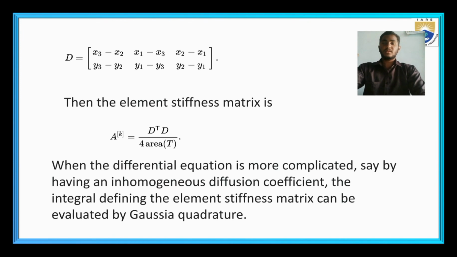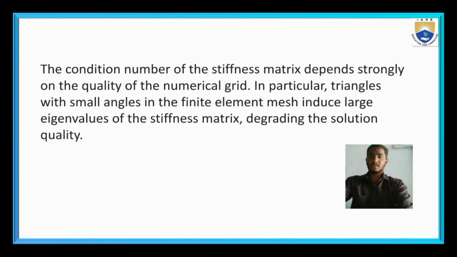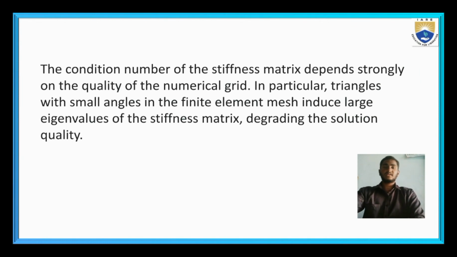When the differential equation is more complicated, say by having an inhomogeneous diffusion coefficient, the integral defining the element stiffness matrix can be evaluated by Gaussian quadrature. The condition number of the stiffness matrix depends strongly on the quality of the numerical grid. In particular, triangles with small angles in the finite element mesh induce large eigenvalues of the stiffness matrix, degrading the solution quality.